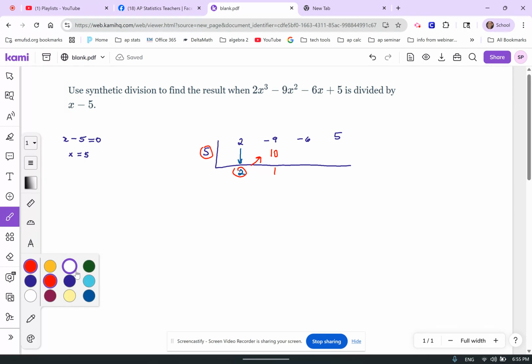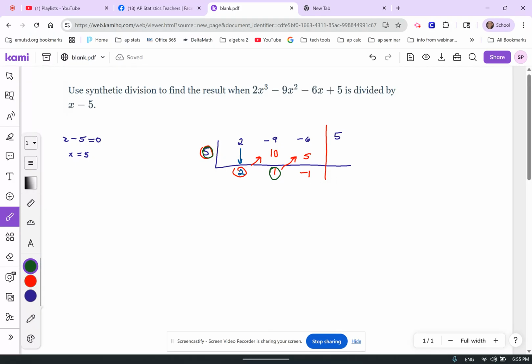So now you're going to multiply that new second coefficient, that 1, by the divisor, the 5. And we're going to bring that right here and add down, and when we do that, we get negative 1. I normally put a vertical line because to the right of that is going to end up being the remainder.